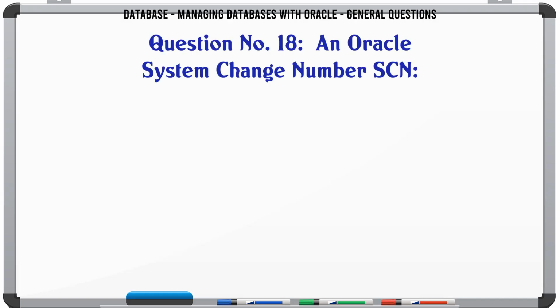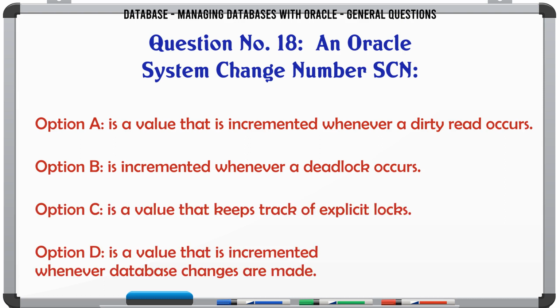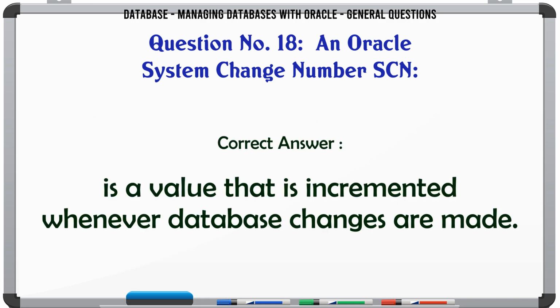An Oracle system change number, SCN: A. Is a value that is incremented whenever a dirty read occurs. B. Is incremented whenever a deadlock occurs. C. Is a value that keeps track of explicit logs. D. Is a value that is incremented whenever database changes are made. The correct answer is a value that is incremented whenever database changes are made.